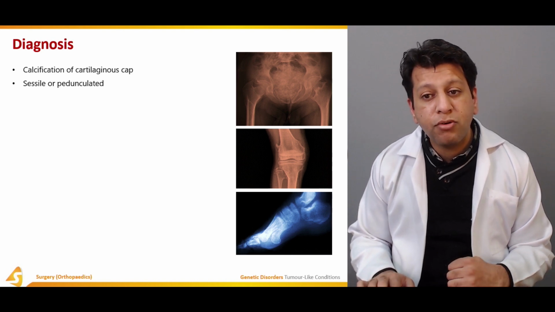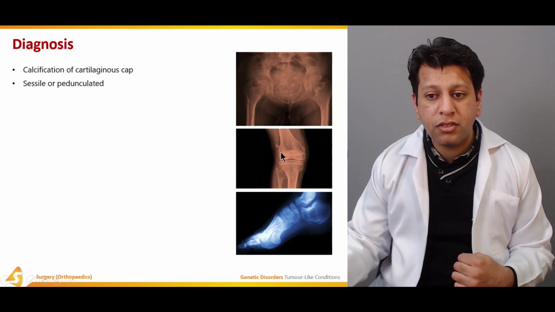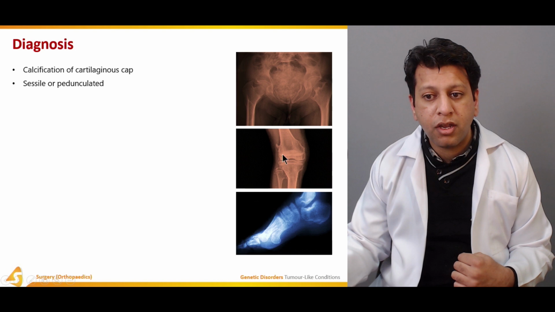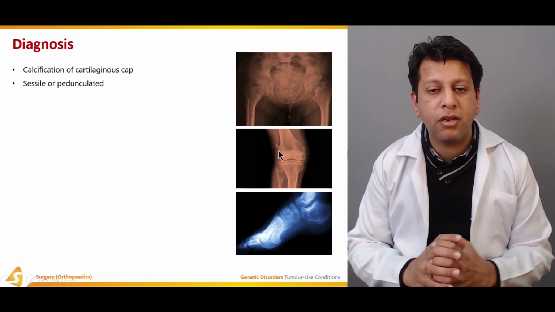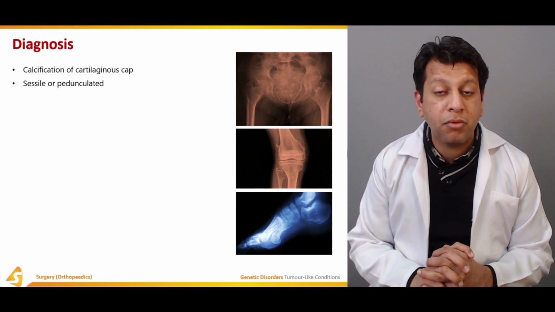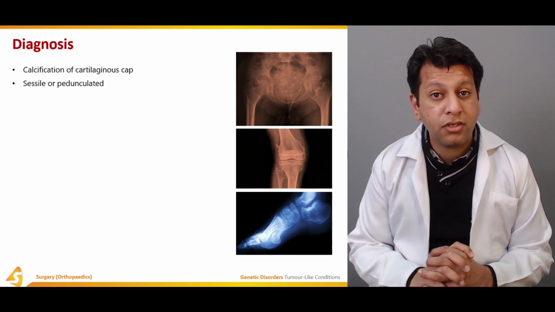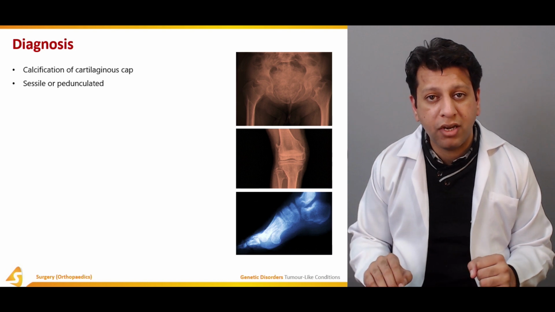They may be divided into two types. If you see this over here, this is a pedunculated variety, because they have an outgrowth like a peduncle, but sometimes they're sessile, that is, it mostly lies flat on the bone, but still it appears as an extra osseous growth from the metaphyseal region.